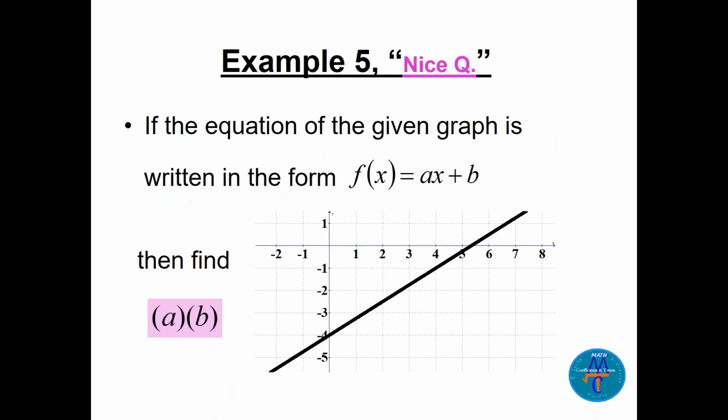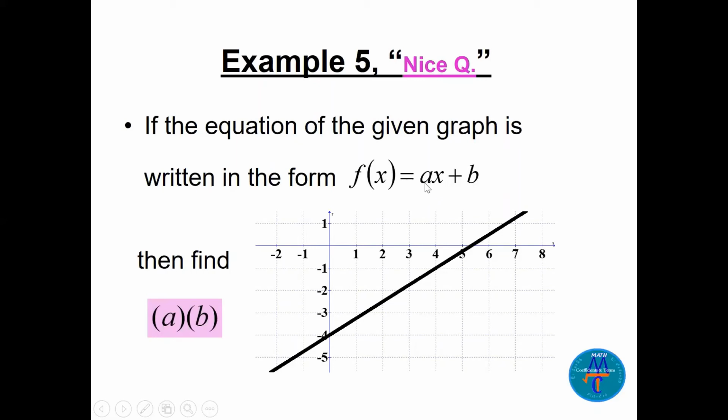Nice method. Now, example 5 is really nice. We have a graph of the line here, and it says f of x is equal to ax plus b. Then we need a times b. So again, we are using the same method. Look at the line here. We need the equation of the line. After that, we get small a, small b.